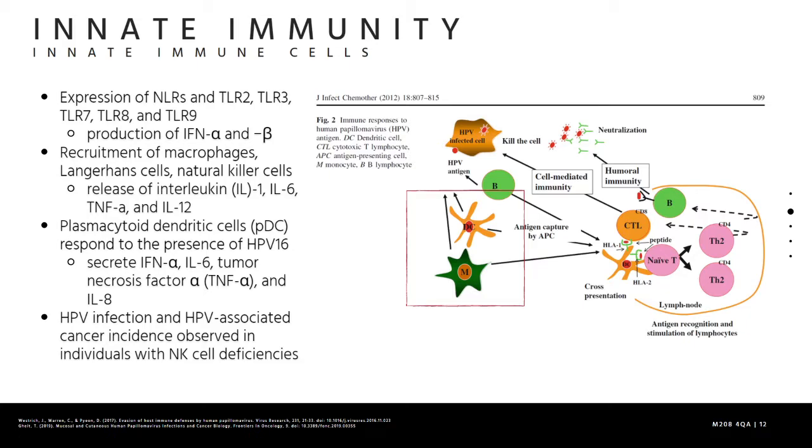And then, in increased HPV infection and other HPV-associated cancer, researchers observed that the incidence of these diseases has been observed in individuals with various natural killer cell deficiencies. So you would infer that NK cells are part of the body's first line of defense against this viral infection.